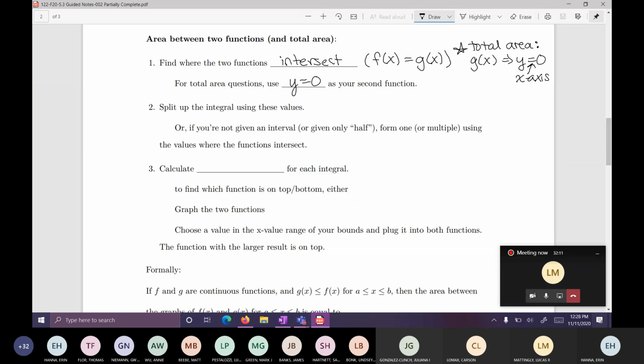So this is kind of exactly what I was just getting at. So to be able to calculate the area between two functions, which again can also be used to find this total area idea, you find where the two functions intersect. If you're looking at total area, your second function is y equals 0, the x-axis. You're going to split up the interval, if necessary, I should be clear.